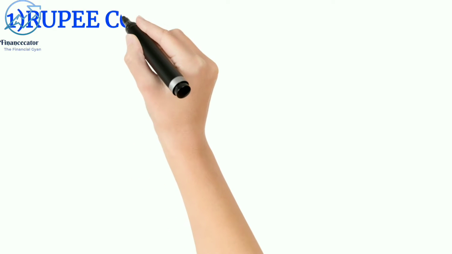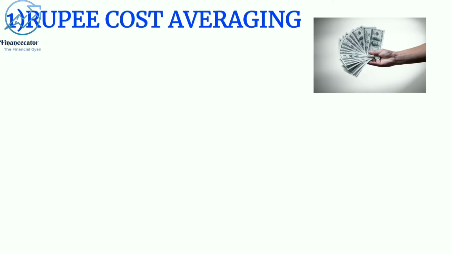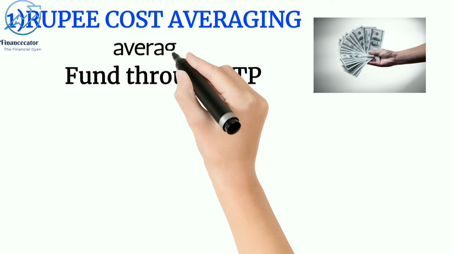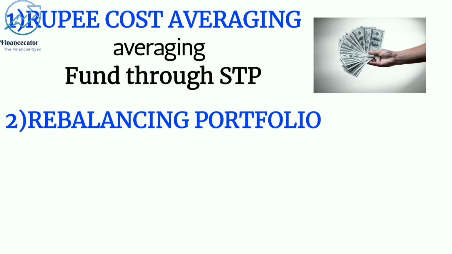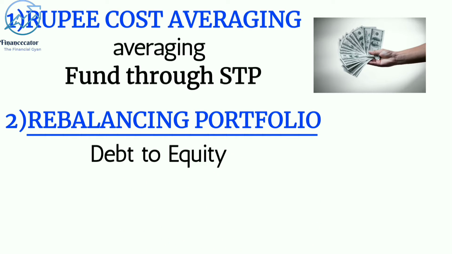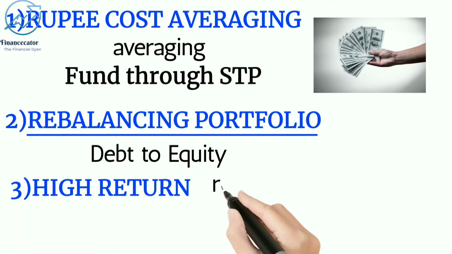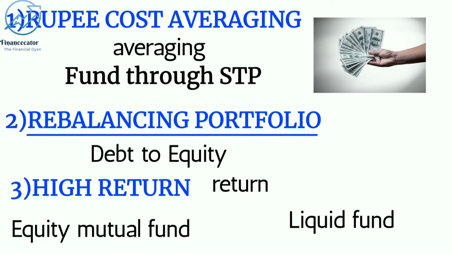The first is rupee cost averaging. A fixed amount is invested at regular intervals in the target fund through STP. Hence, this plan ensures averaging out the cost of investors. The second is rebalancing the portfolio. In an STP, it tries to rebalance the portfolio by moving the funds from debt to equity and vice versa. The third is higher return. An investor will enjoy the returns from equity mutual funds while earning returns from the liquid fund.